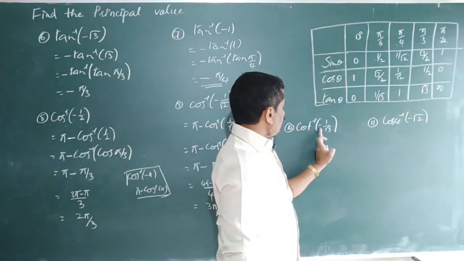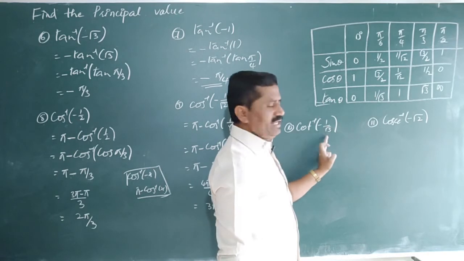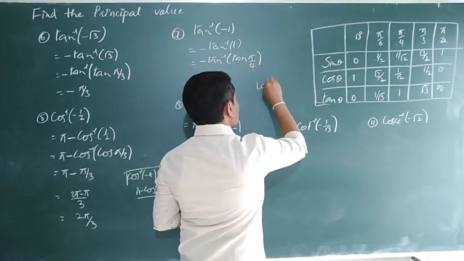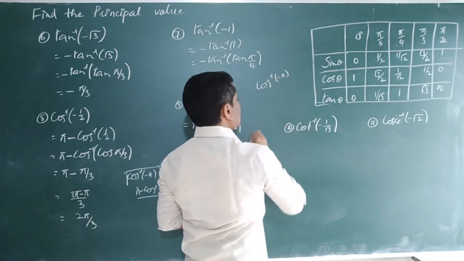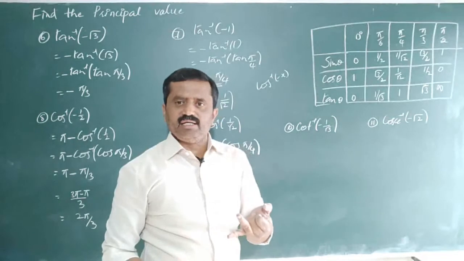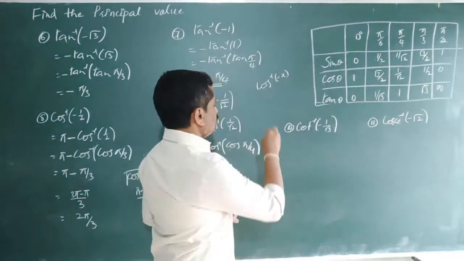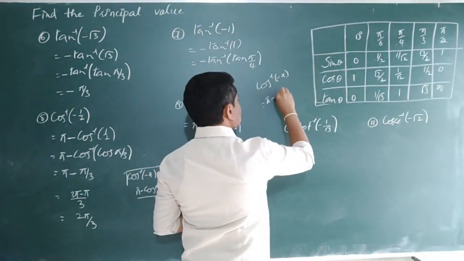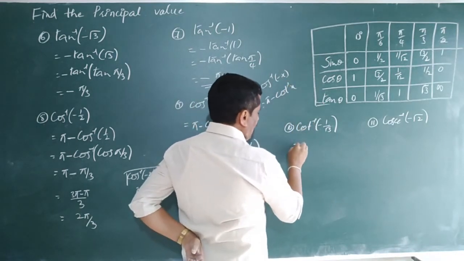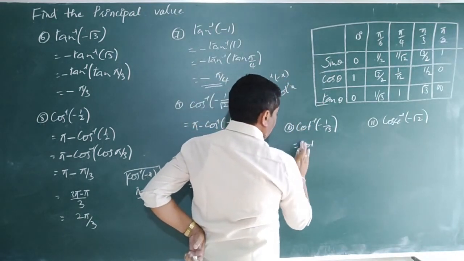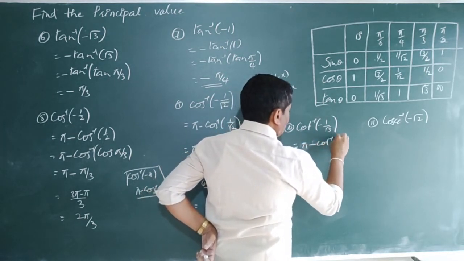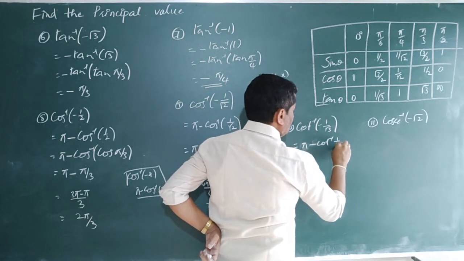Cot inverse of minus 1/√3. Again, this is in the form of cot inverse of minus x. We know that for cos, cot, secant, we have pi minus that inverse trigonometric ratio. So that is equal to pi minus cot inverse of x. Therefore, this can be written as pi minus cot inverse of 1 divided by √3.